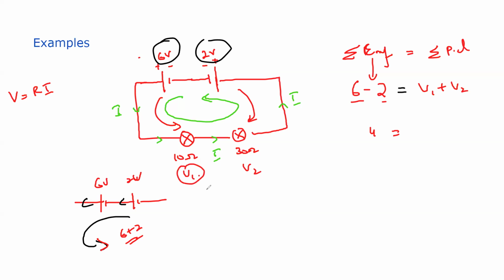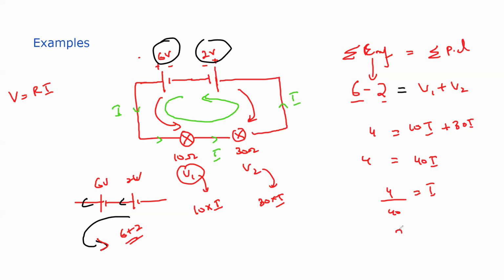What is V1 here? That is the product of resistance and current. The resistance is 10 and the current is I, so we say 10I. Plus, what is the voltage here? The resistance is 30 and the current is I, so it will be 30I. When we simplify, this is equal to 40I. So 4 is 40I, and 4 divided by 40 is equal to I, that is 0.1 ampere. That is the current which will pass through this circuit when two supplies are connected in opposite directions.